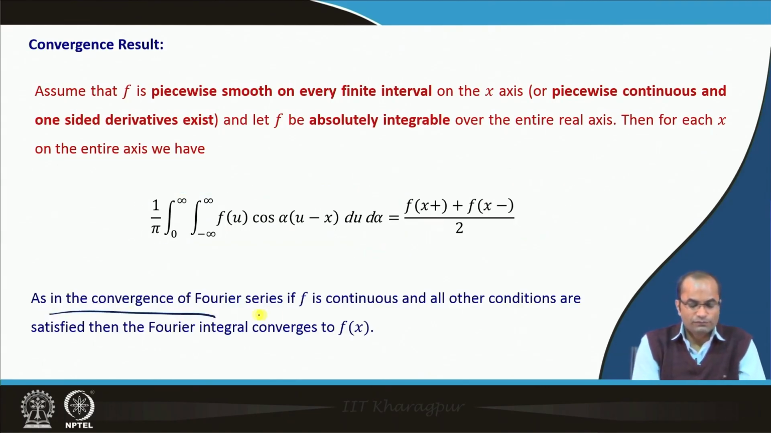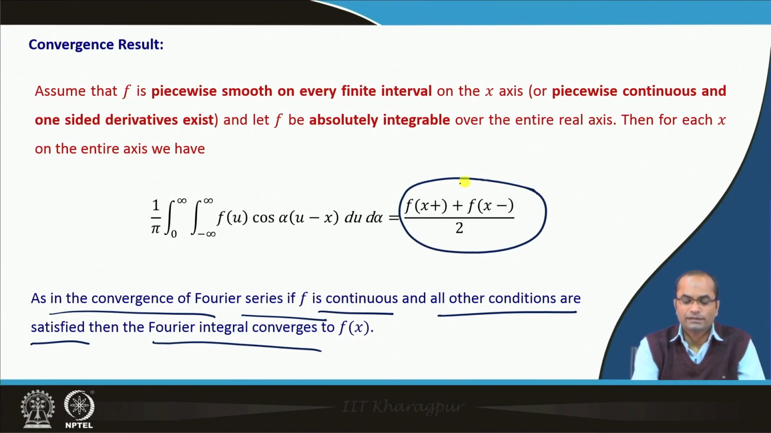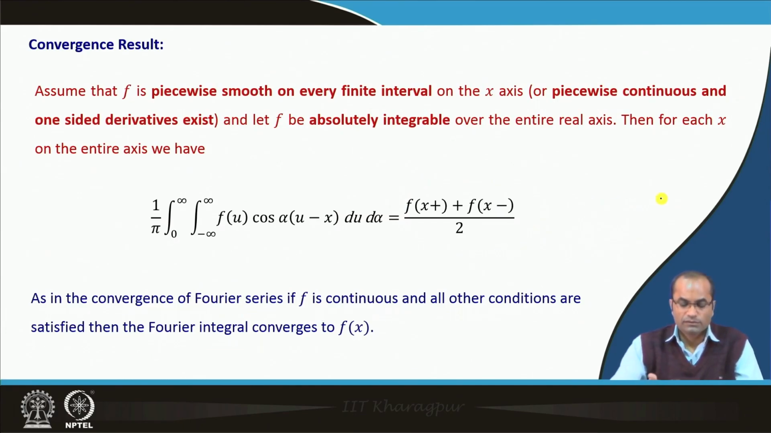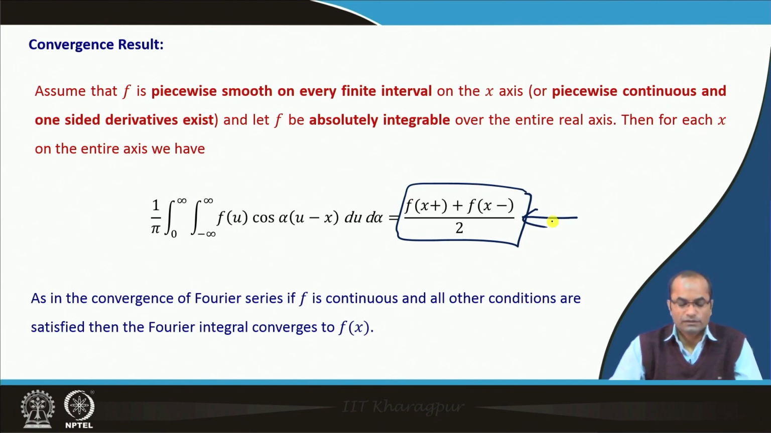So, as in the convergence of the Fourier series, if f is continuous and all other conditions are met, then the Fourier integral converges to f(x). Obviously, if f is continuous at some point x, then this will be equal to f(x) at that point x. That is again similar to what we have discussed for the Fourier series. If the function is not continuous, then we will take this average value. If the function is continuous, this will become the function value itself.